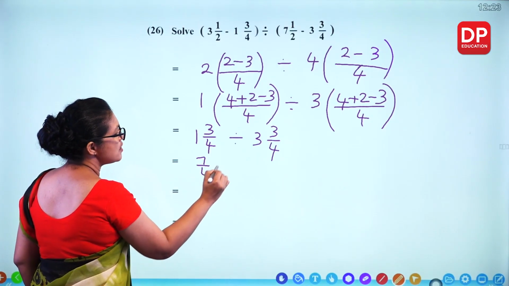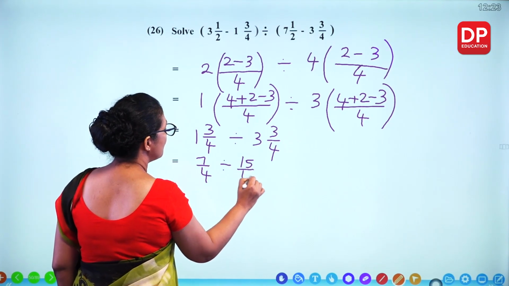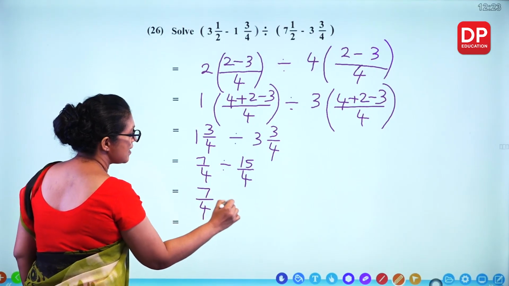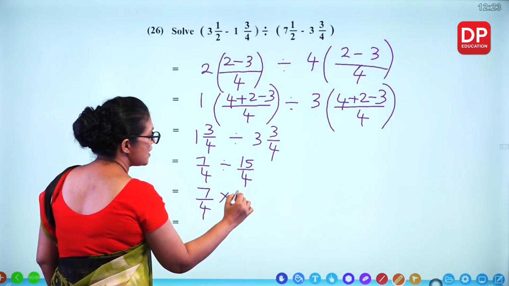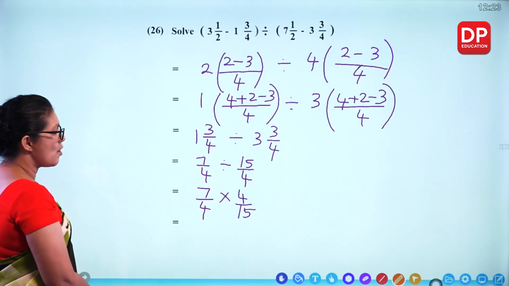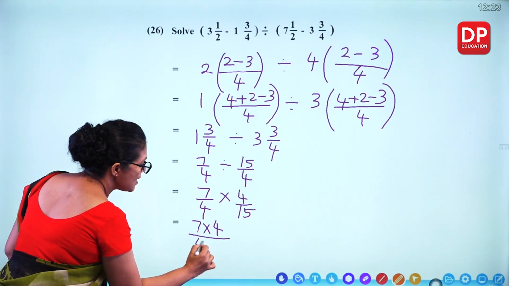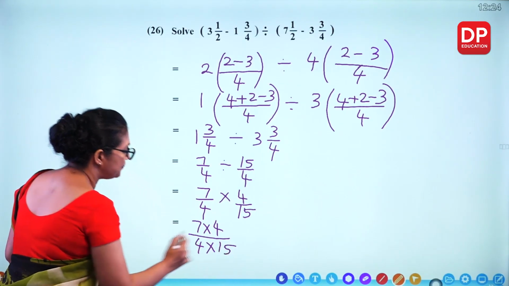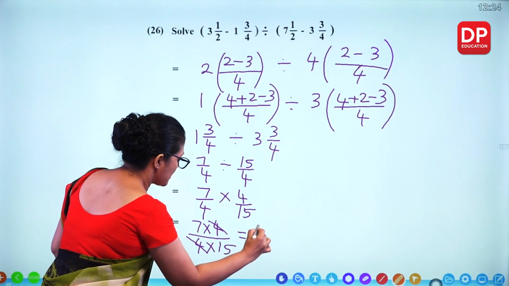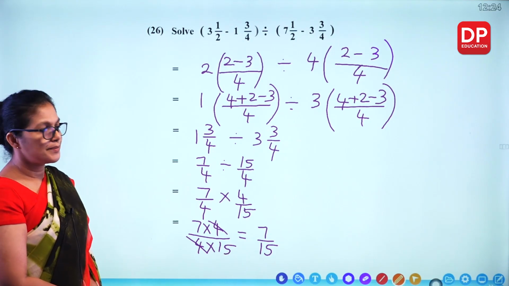Now, division. Before doing division, you have to convert to improper fractions. 7 over 4 divided by 15 over 4. Now convert to multiplication by taking the reciprocal. Upside down, 4 goes to the numerator, this one goes to the denominator. Multiply separately numerator and the denominator. 4 gets cancelled out, you get 7 over 15.